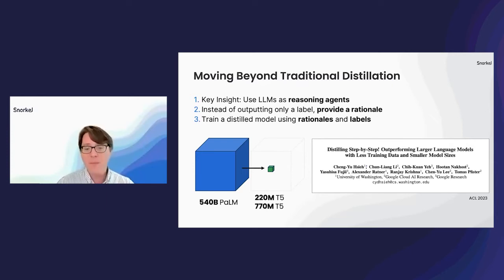And so this paper explores this idea of distilling step by step, that is to say, breaking apart the labeling process into these rationales and labels and distilling training data from a much larger model. In this case, a 540 billion parameter PaLM model down to the scale of the smallest 220 million T5 model.